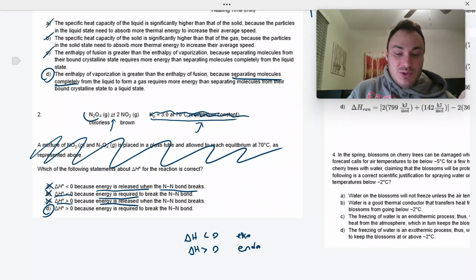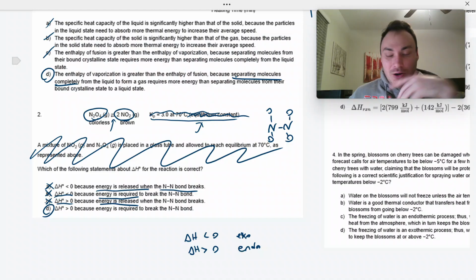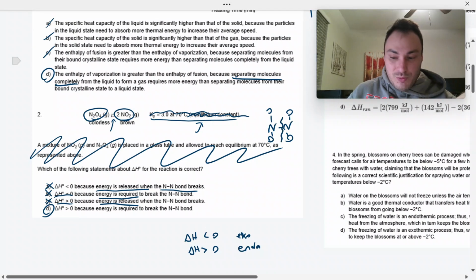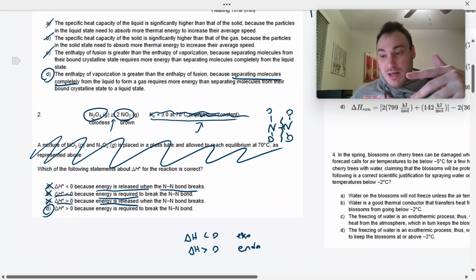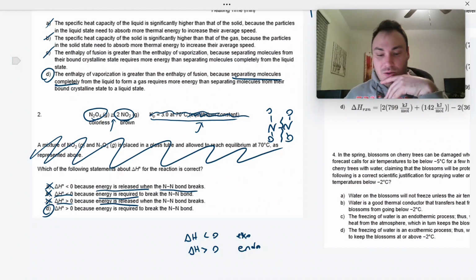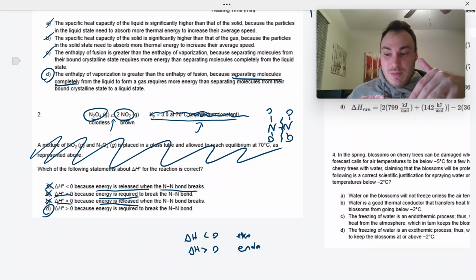If we look closely at these molecules, the only difference is we have this N2O4, which probably is going to look something like this. I don't know everything, but it's going to look something like that. And all we're doing is we're just severing, breaking that bond in the middle. So it should be endothermic, so D. But we didn't even need to know that. It's just that 3 of these didn't make sense.